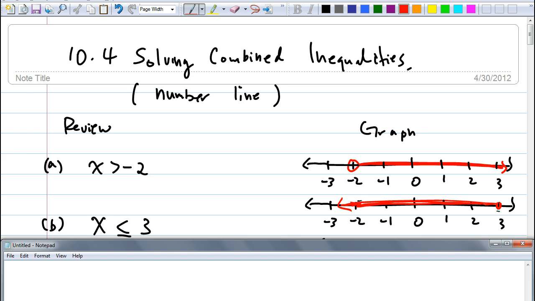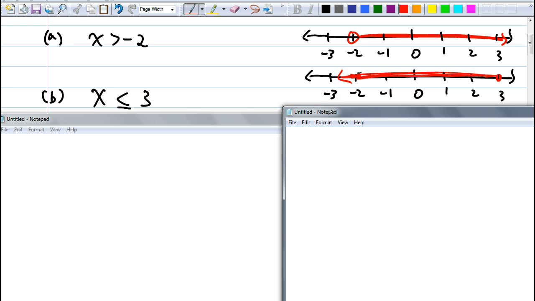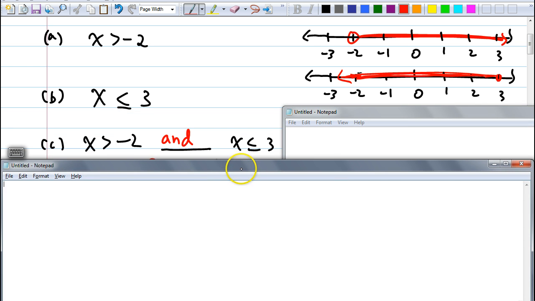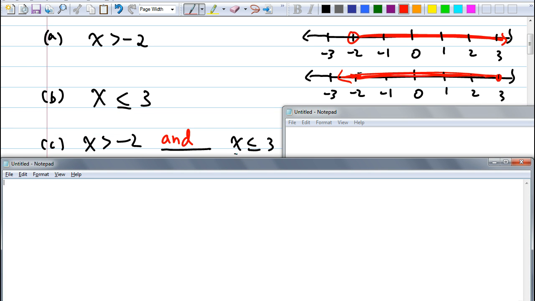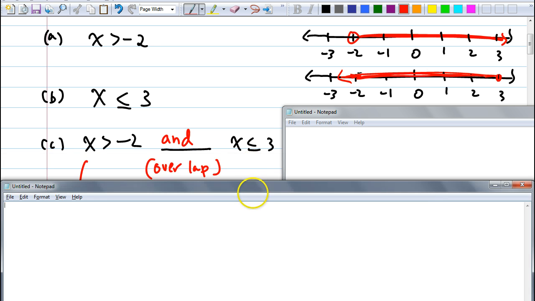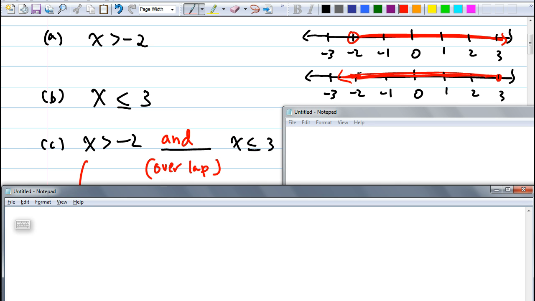Is this good? Now we're going to combine them together. Let me move this up a little bit. There we go. So what if I ask you to graph both of them on the same graph, and I use the word and here? So I want you to graph x greater than -2 and x less than or equal to 3. By the way, when we say and, this means the solution has to be true for both. So basically, it's where the two inequalities overlap. Where they overlap is a solution for both.